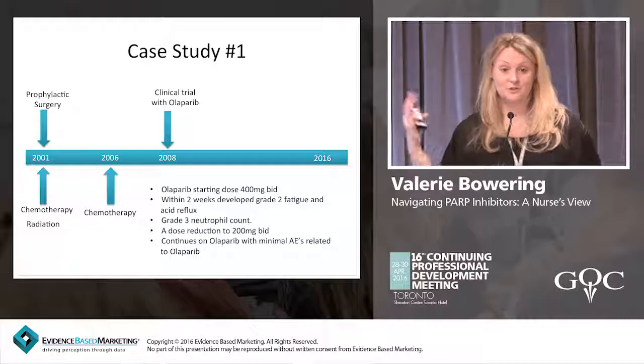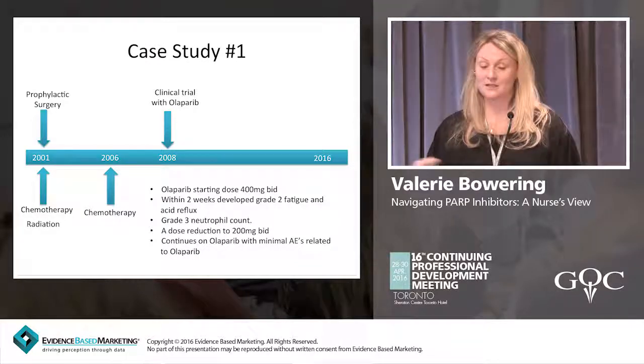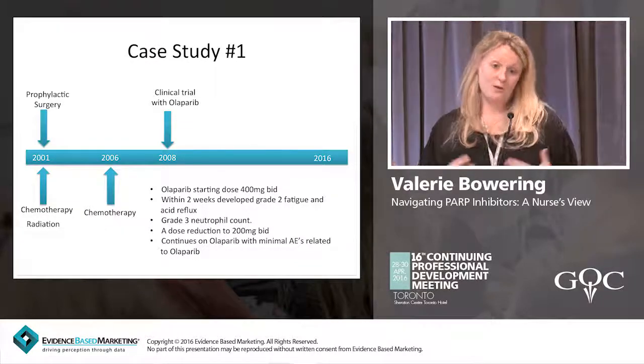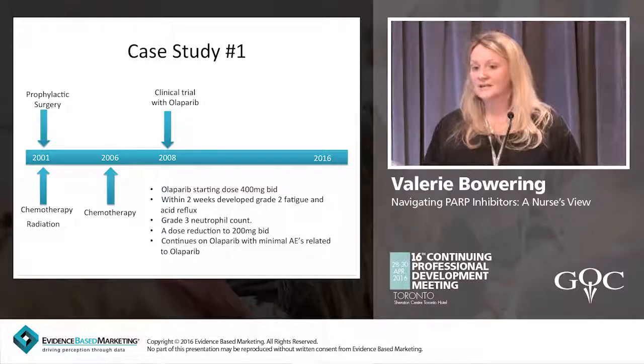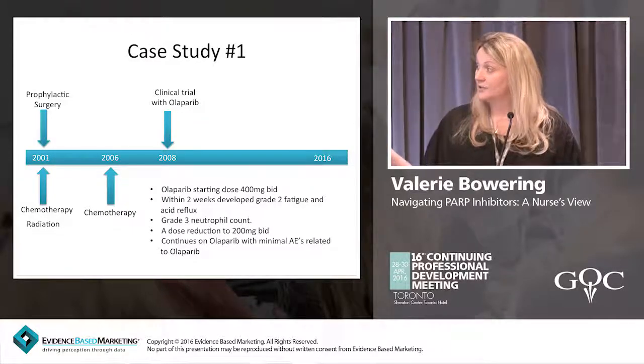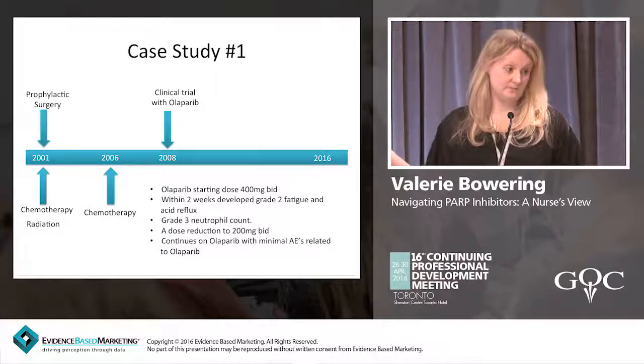You go from 2008 to 2016, there are going to be bumps along the way where I'll get older, those types of things, but actually reported AEs recorded to olaparib, there's very, very few.